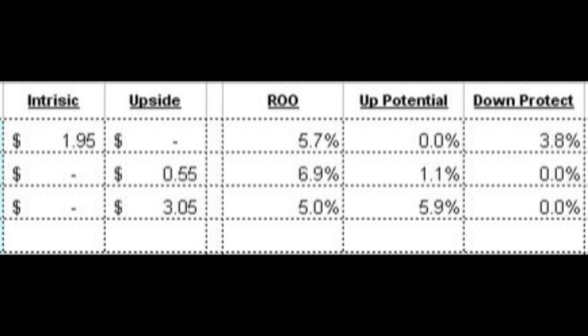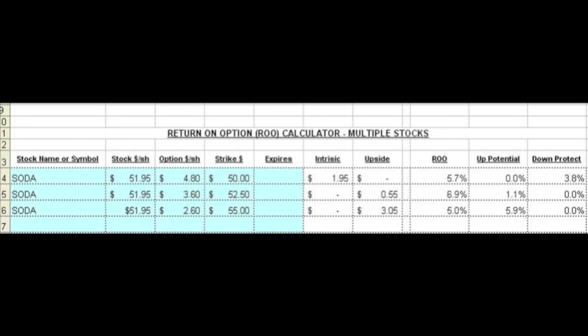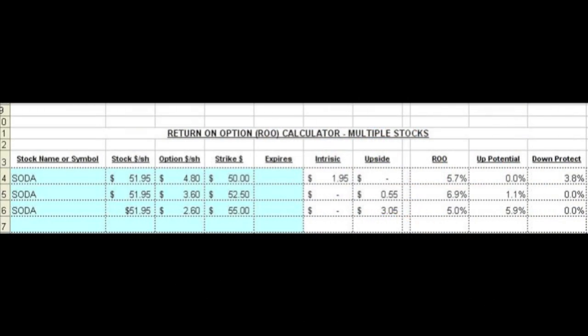The return on your option, the time value return that you're asking me about, is the row called return on option. That's 5.7%, 6.9%, and 5.0% for the three strike prices that we looked at. Now you'll notice that the in-the-money $50 strike also provides downside protection of that time value. And the two out-of-the-money strikes, the $52.50 and the $55, have additional upside potential should the price of the stock increase up to the strike price by expiration Friday.